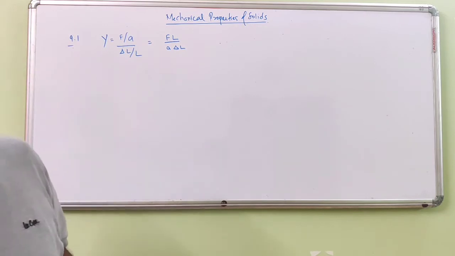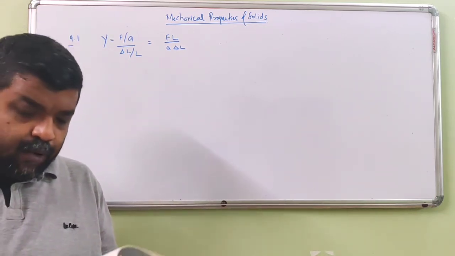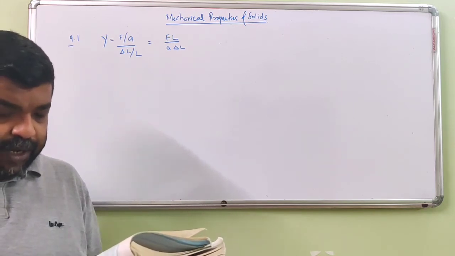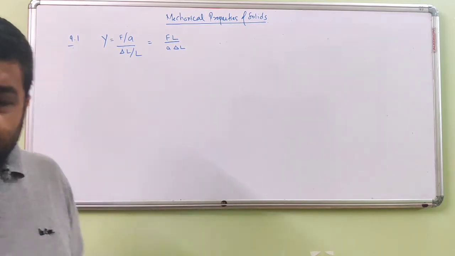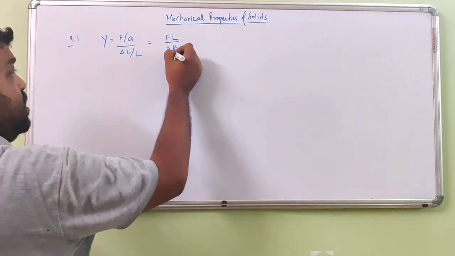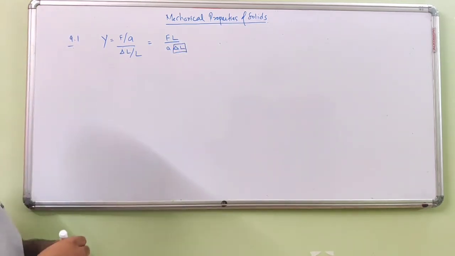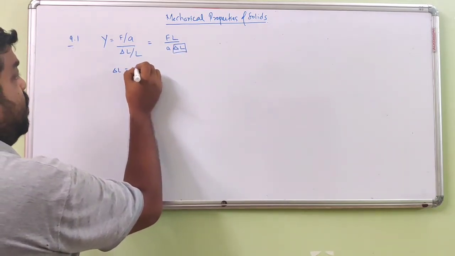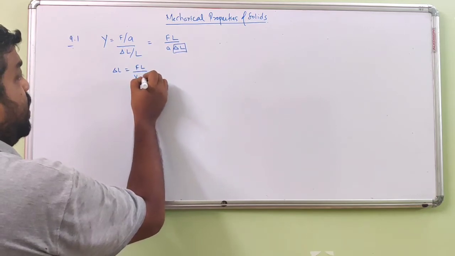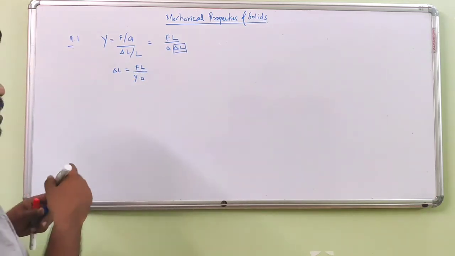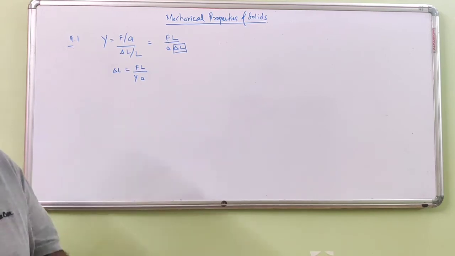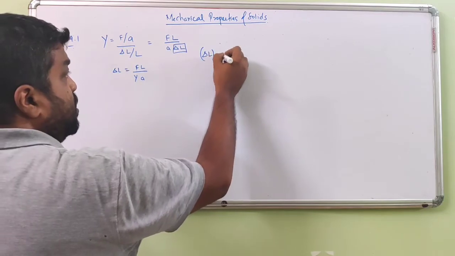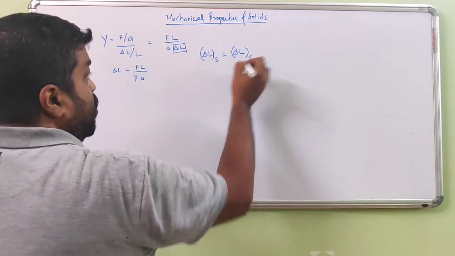Now in this question the length and cross-sectional area are given for both the wires. It stretches by the same amount, which means this quantity delta L is the same for both. So I can write delta L is equal to FL by YA. Delta L of steel is equal to delta L of copper.